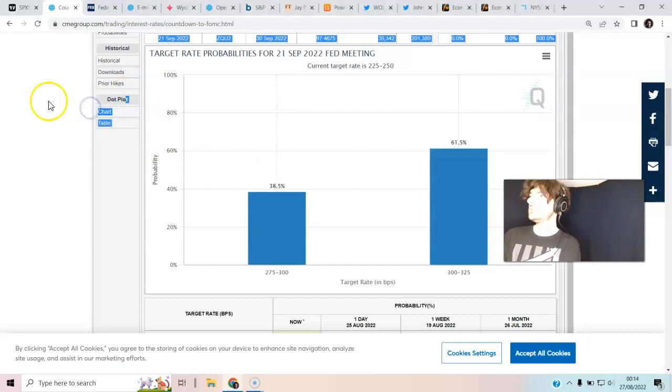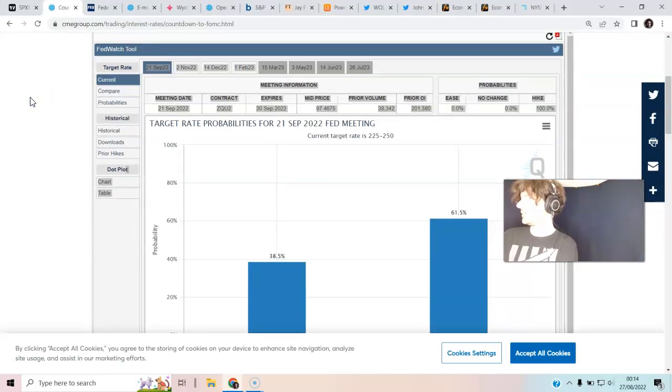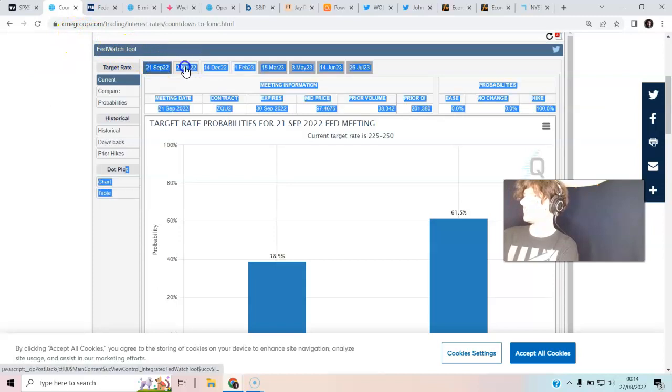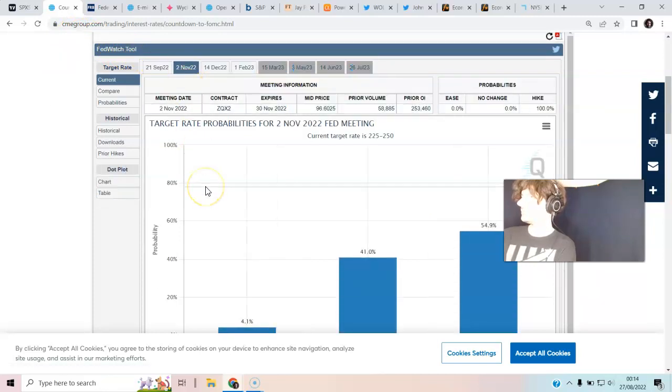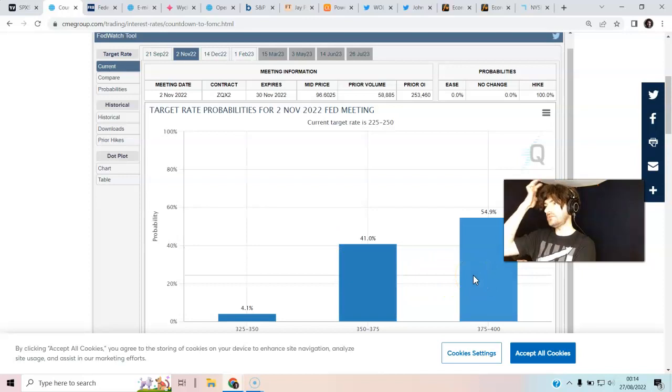It would be interesting to see what the one after would be. So if that takes us from 225 to 300, the next one in November would go from 300 to 350, 275. For the November one now, interestingly, because that was different before, the 75 basis points has been priced at 54.9%. So that's the highest bidder, okay, so that's changed again.